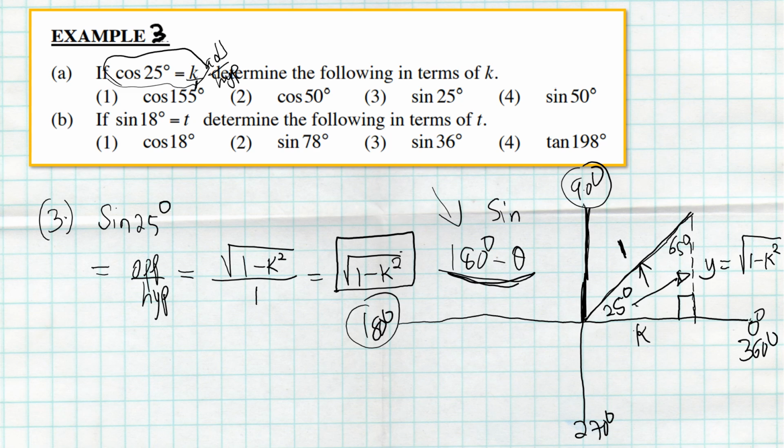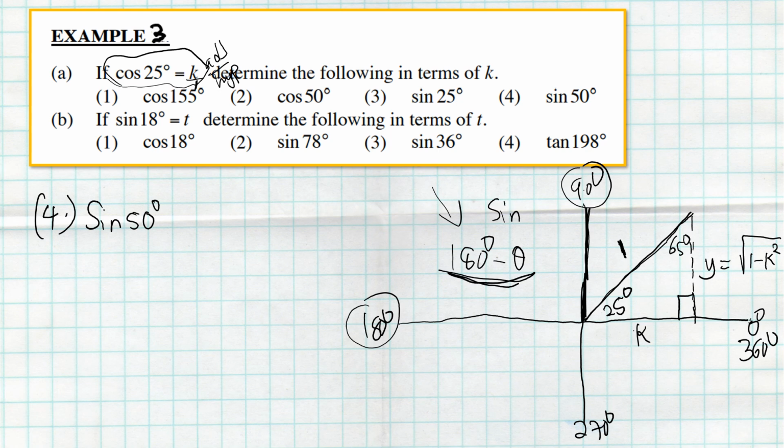Let's go to the last one, number 4. You are given sine 50 degrees. We don't have 50 degrees on the diagram, but we can write it using the knowledge of compound angle. I mean, double angle. Someone can choose compound angle, but I'll just choose the simpler one, which is double angle in this case, right? So I can write sine 50 as sine 2 times 25 degrees, because I know 2 times 25 is 50, right?